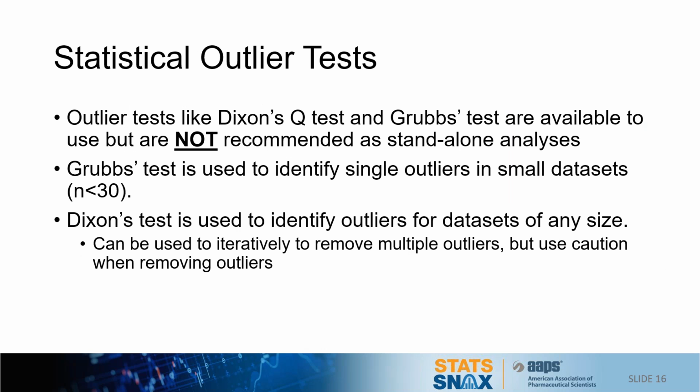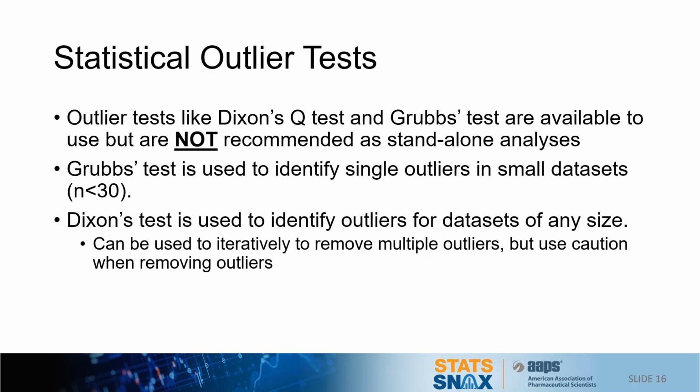There are several statistical outlier tests available to use. For example, there is the Dixon's Q-test and the Grubbs test. Grubbs test is typically used when the data set is small to identify single outliers, while Dixon's Q-test can be used for data sets of any size. Dixon's Q-test can also be used iteratively to remove multiple outliers.